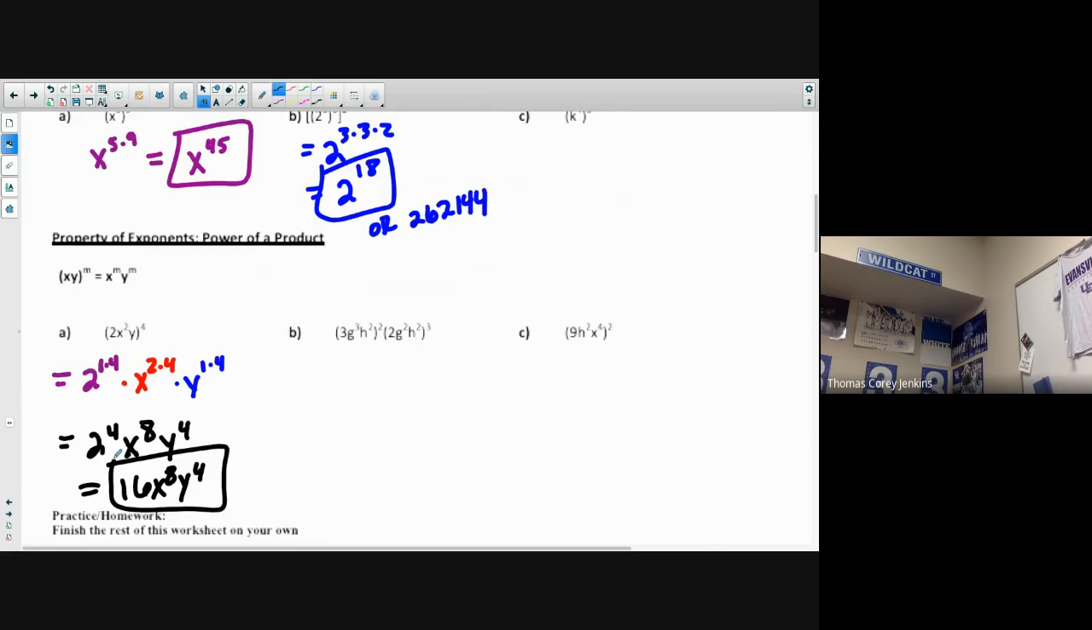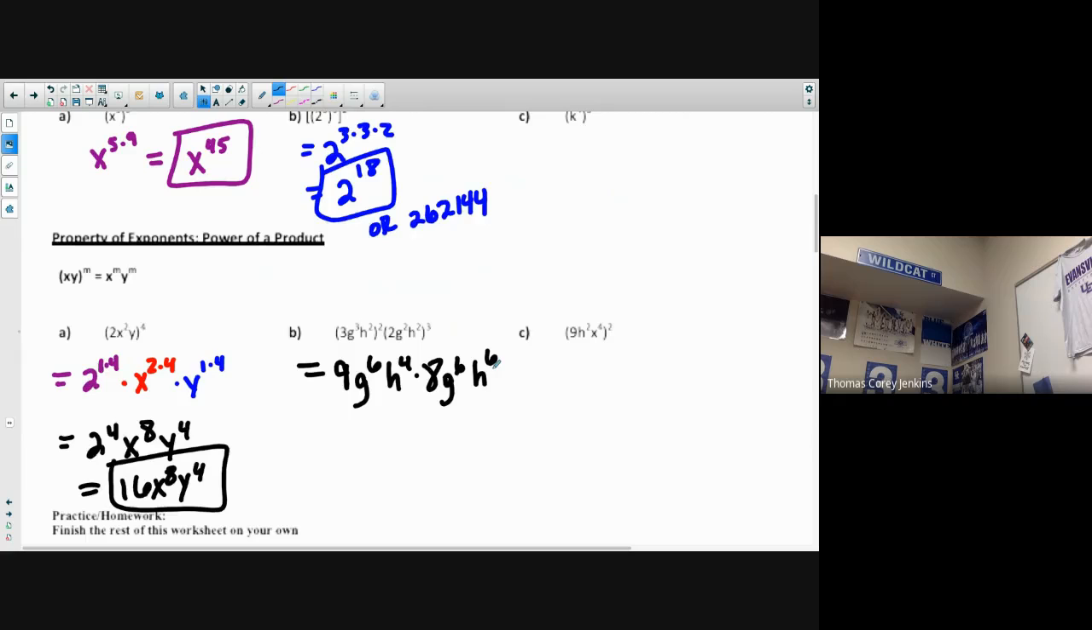Okay, let's maybe do B. It's a little bit tougher. I'll go a little bit quicker through it. So if we raise everything in here to the second power, we get 3 squared, which is 9. Then we have g to the 3 times 2, that'd be g to the 6, and h to the 2 times 2 would be h to the 4. And then I'm raising everything in here to the third, so 2 to the third, I'll go ahead and simplify that to 8. G squared to the third, that's g to the 2 times 3, g to the 6. And then h squared to the third is going to be h to the 6.